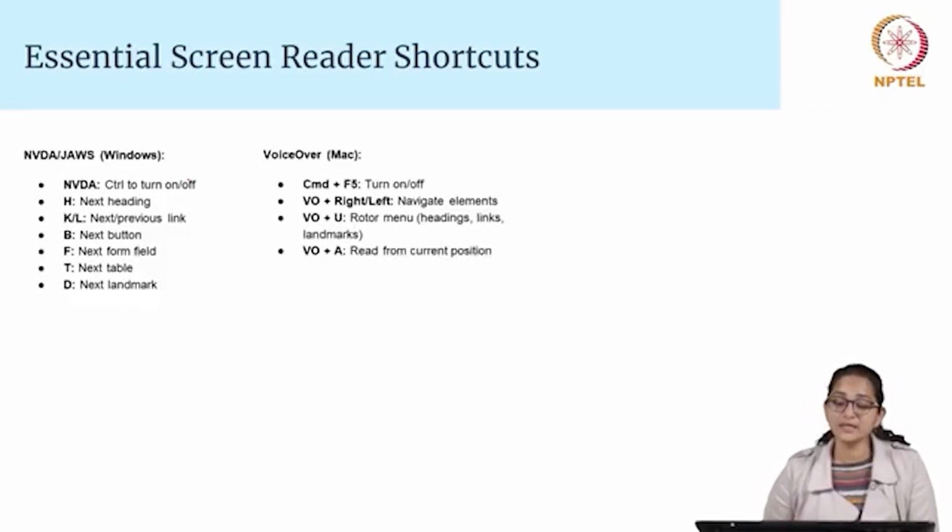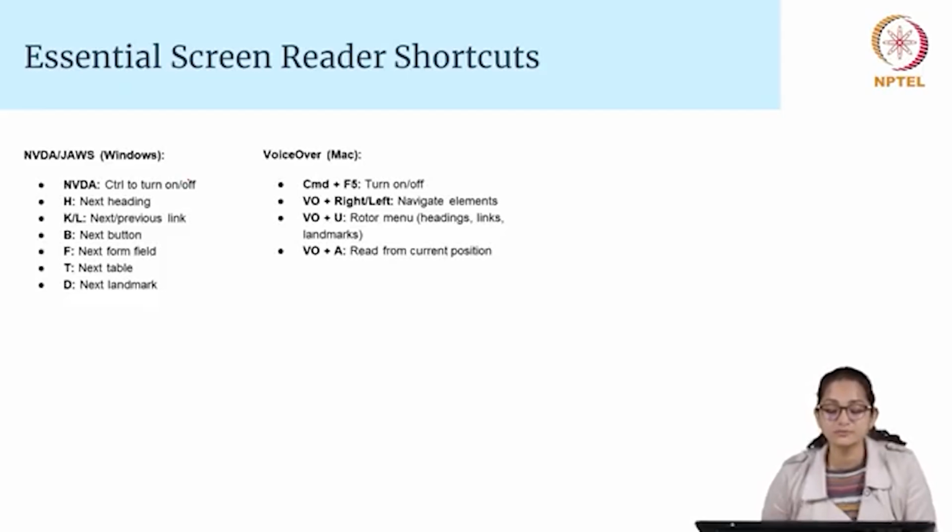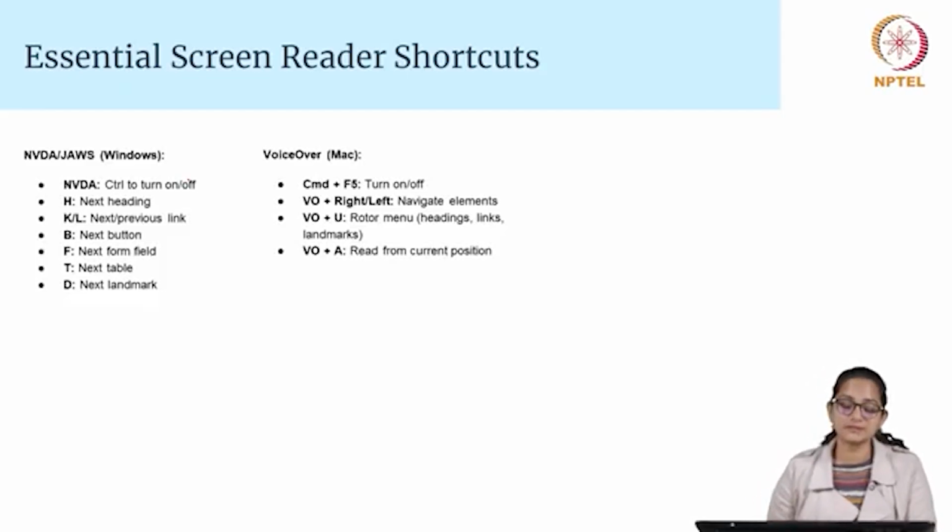For mobile, iOS-based screen readers, there may be some other shortcuts. So Command F5 turns it on or off. VO plus right or left arrow keys navigate through elements. VO plus U opens the rotor menu: headings, links, landmarks. VO plus A reads from the current position.